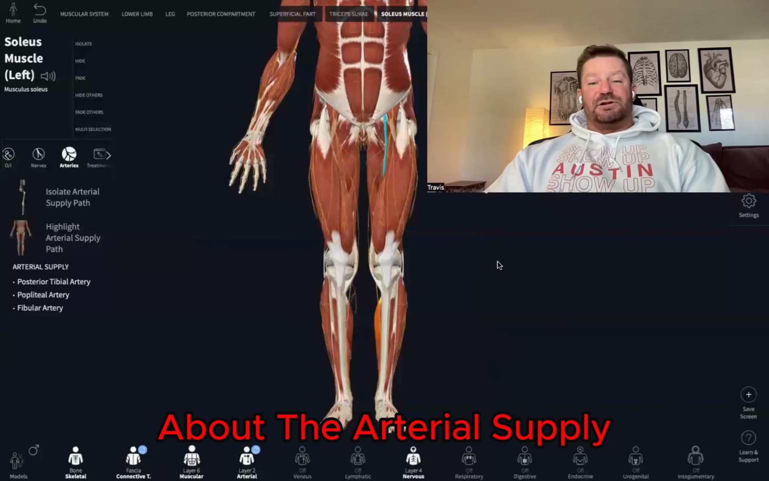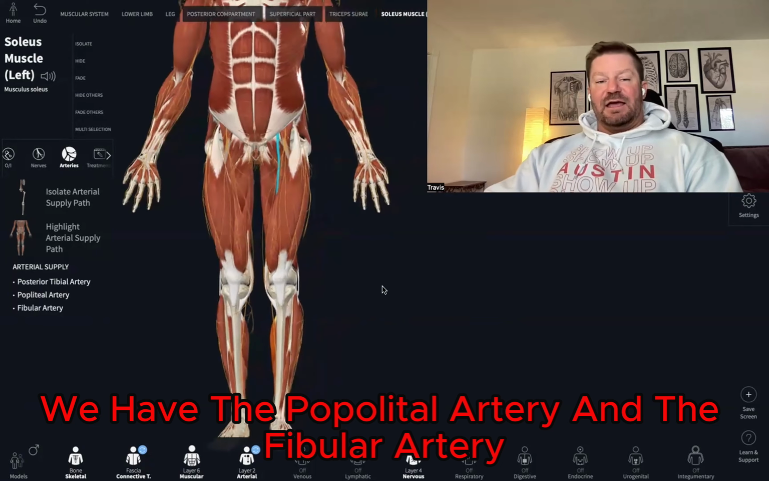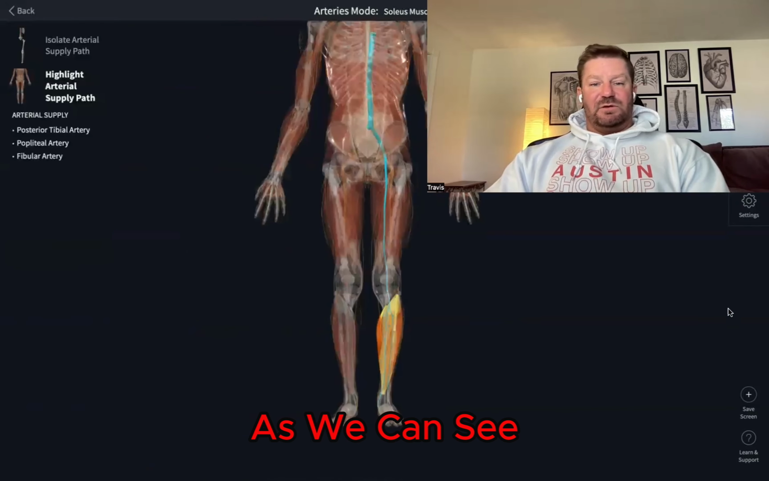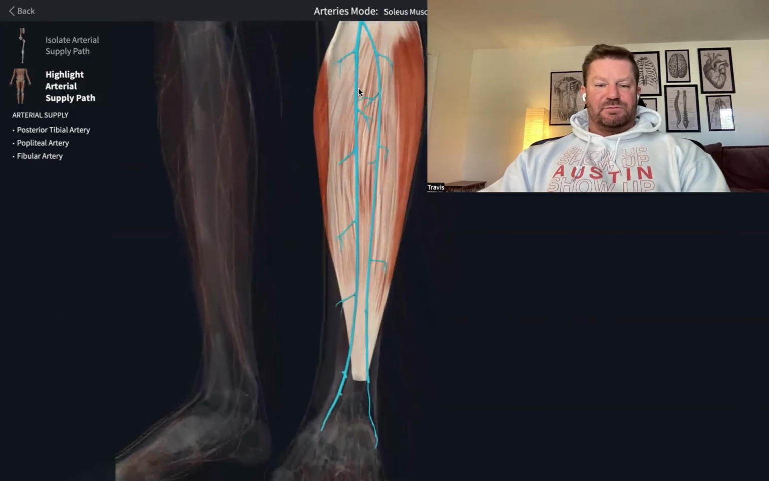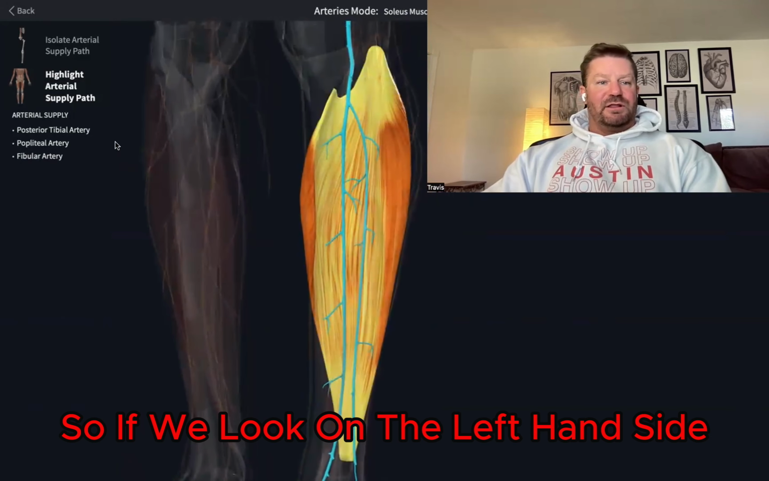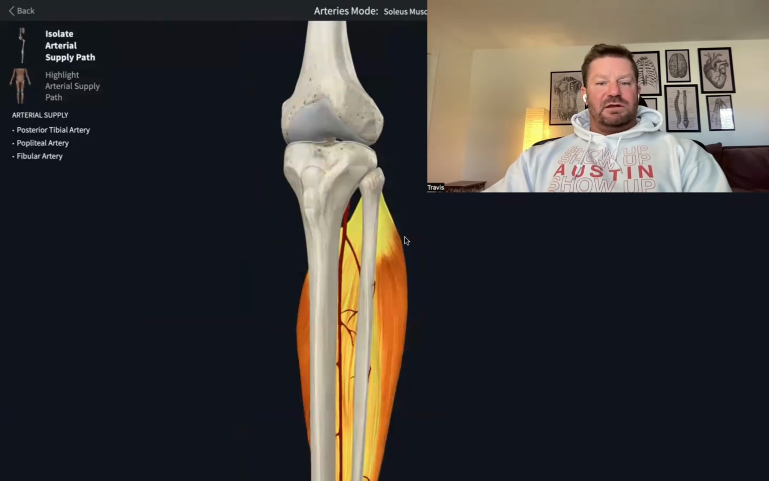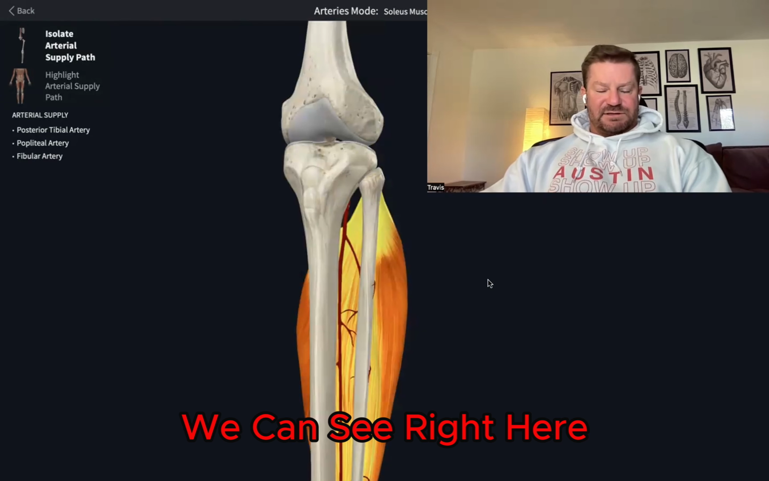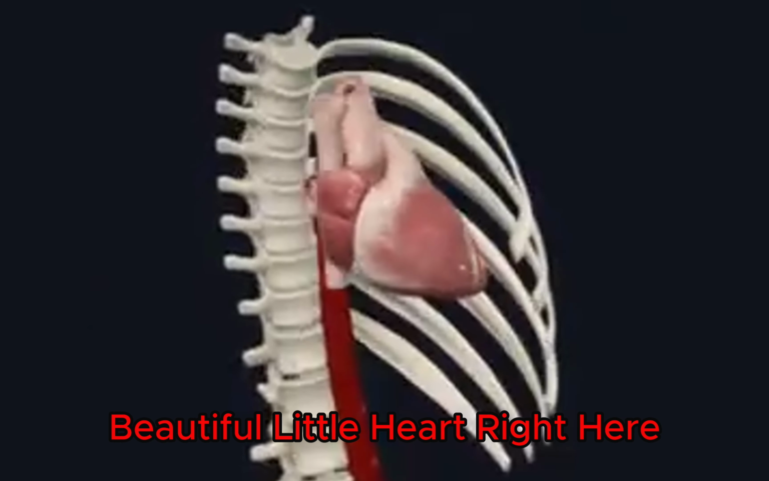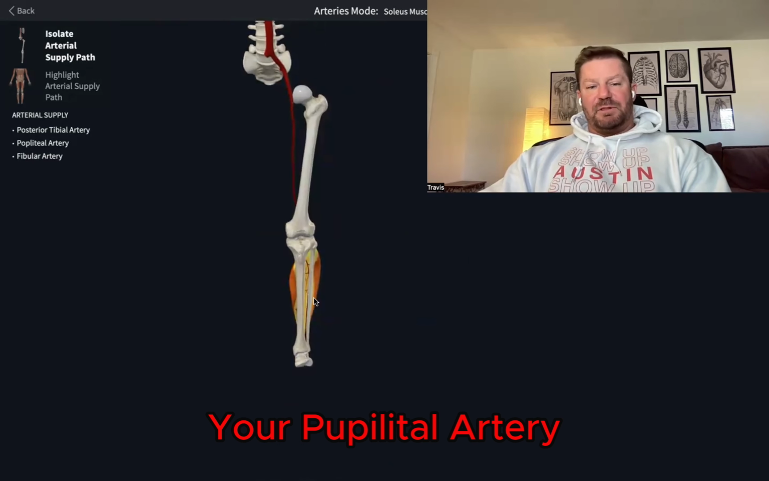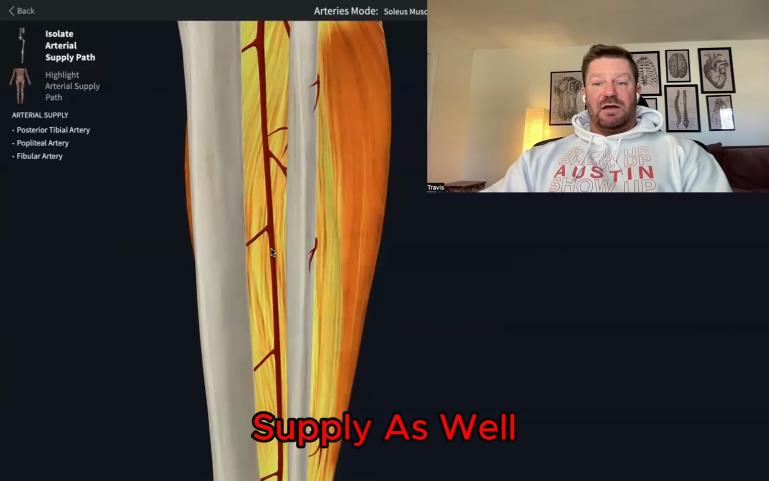So let's talk about the arterial supply. We have the posterior tibial artery, we have the popliteal artery, and the fibular artery. As we can see, we're going to highlight all of those right here. We zoom in. This is where that arterial supply is going to be. If we look on the left-hand side, this is the entire supply path. So all these little fellas, and let's isolate it right here. We can see right here all the way up, and that's going to go all the way up to that beautiful little heart right here. So remember, posterior tibial artery, the popliteal artery, and your fibular artery. That is going to be your arterial supply for the soleus.